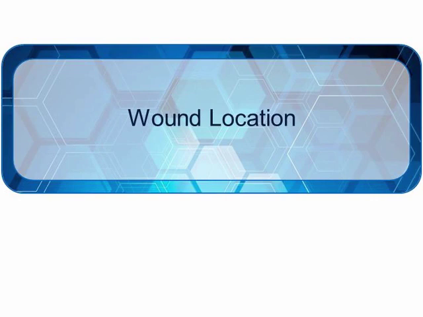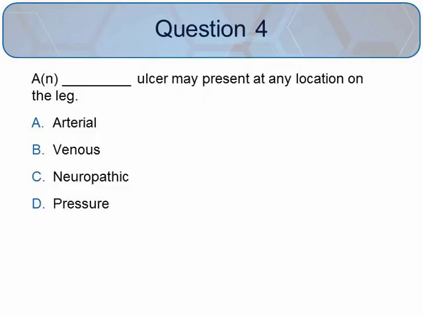Next, you want to look at wound location. This brings us to question 4. A blank ulcer may present at any location on the leg. A, arterial, B, venous, C, neuropathic, D, pressure.